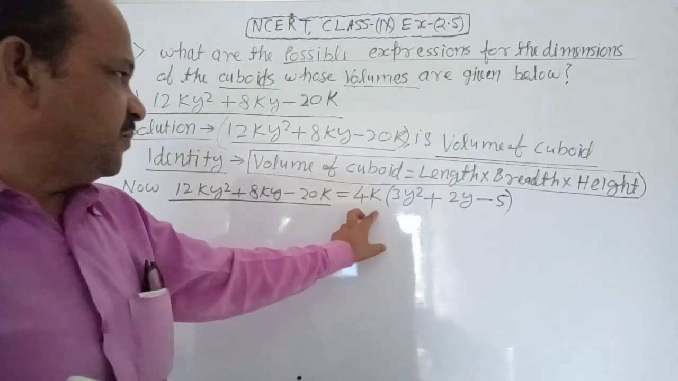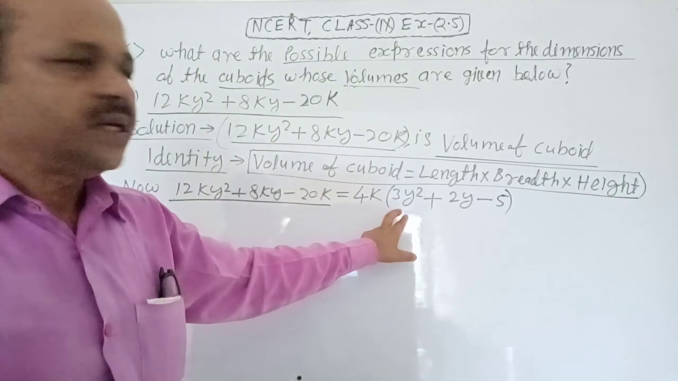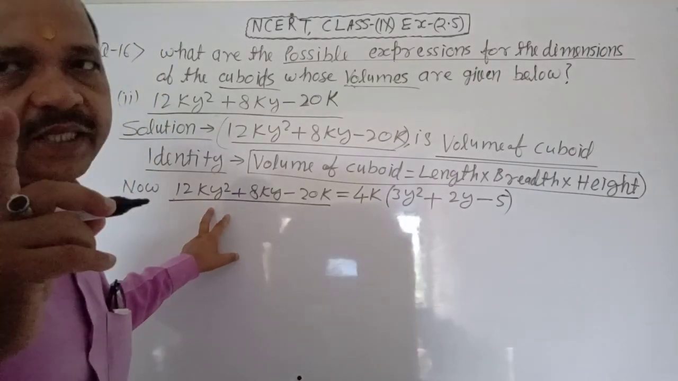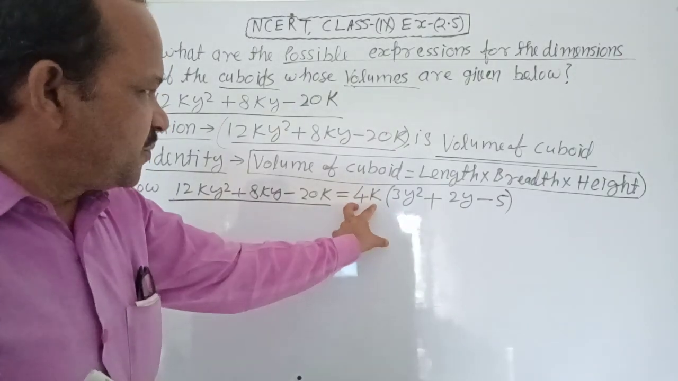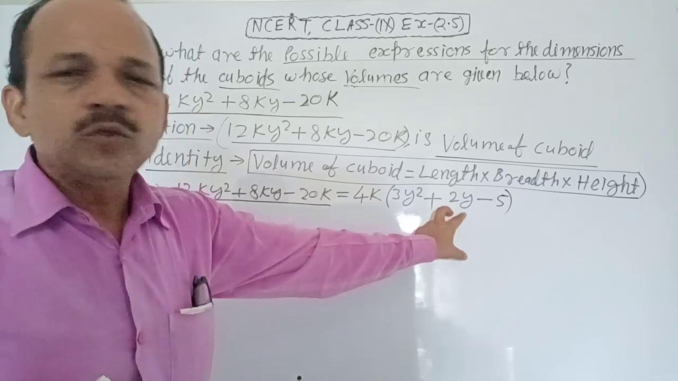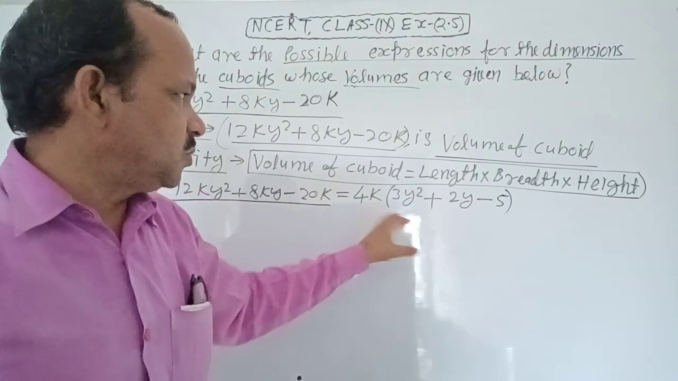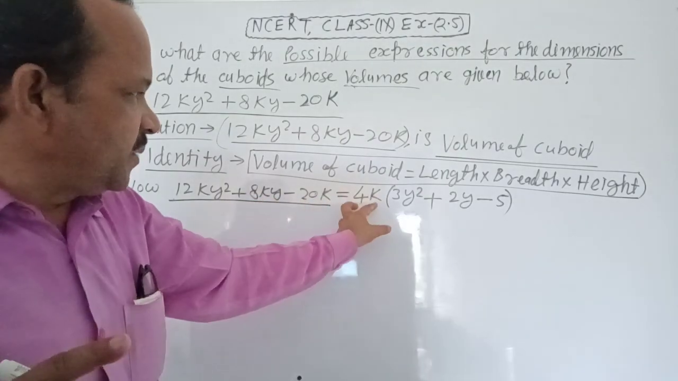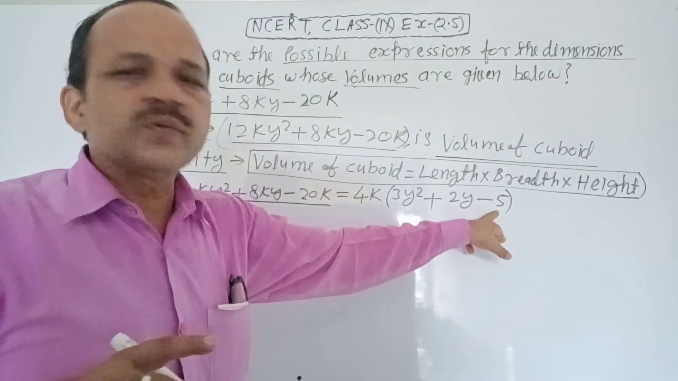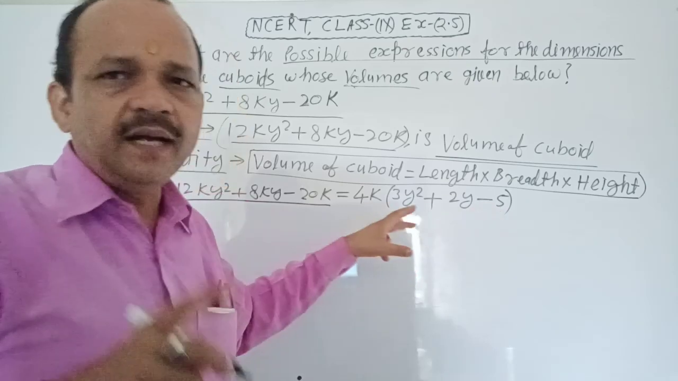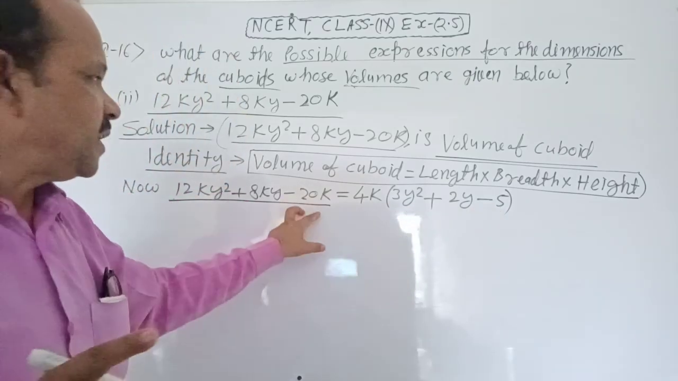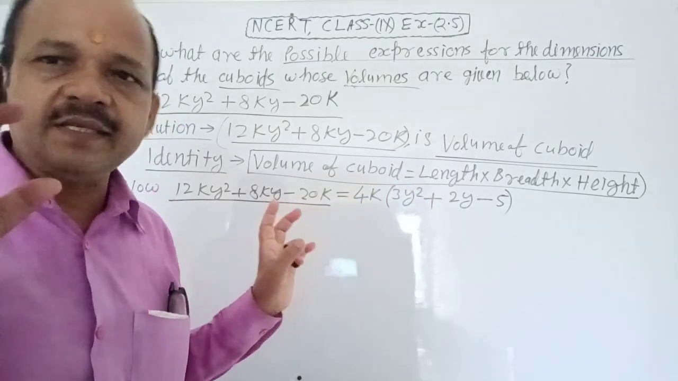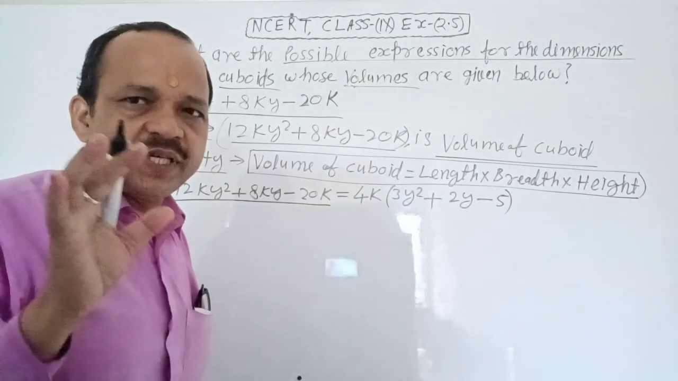If you multiply 4k and 3y square, it becomes 12ky square. It means it is correct. If you multiply 4k and 2y, it becomes 8ky. It means it is correct. If you multiply 4k and minus 5, it becomes minus 20k. It means it is correct. It means your process is correct. Clear? No confusion about it?